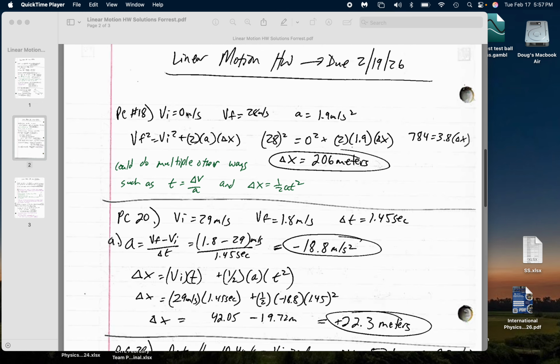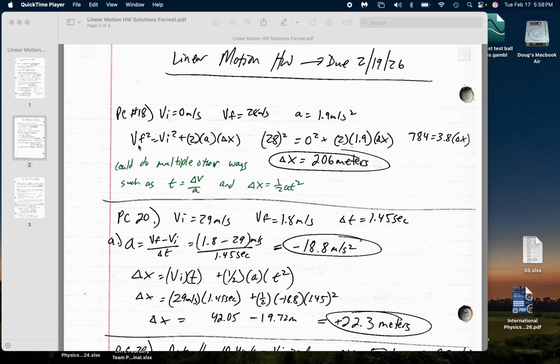For PC 18, this is a plane, and it needs to reach a takeoff speed of 28 meters per second, and it can accelerate at 1.9 meters per second per second. And you're asked to figure out the length of the runway. So there's a couple ways you could do this again. You don't know the time it takes to take off. So that kind of limits you from using formulas 3 and 4. So I'm going to use formula 5 here to figure out this distance.